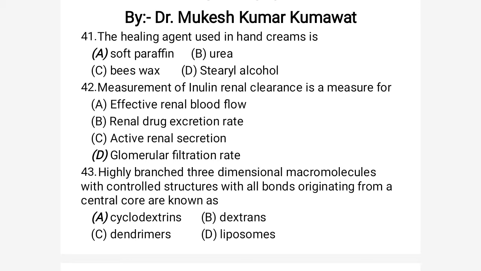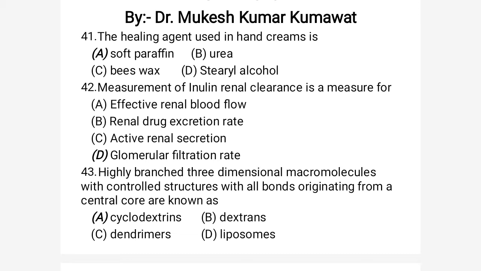Option A is effective renal blood flow, option B is the renal drug excretion rate, option C is active renal secretion, and option D is the glomerular filtration rate. The glomerular filtration rate is used here, that is for filtration. So the correct answer would be the glomerular filtration rate. Yes, look here, the confusion may take place with the renal drug excretion rate, but this does not tell about drug excretion, or the renal blood flow, or the renal secretions. It tells us about the total filtration rate of the glomerulus.